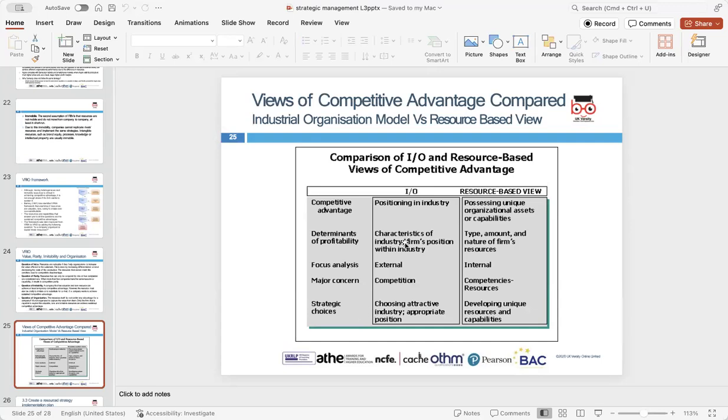If we talk about the resource-based view, it centers on possessing unique organizational assets and capabilities. It emphasizes the type, amount, and nature of a firm's resources as a source of competitive advantage. Strategic choice involves developing and leveraging unique resources and capabilities. So the resource-based view is focused on internal competencies and resources.